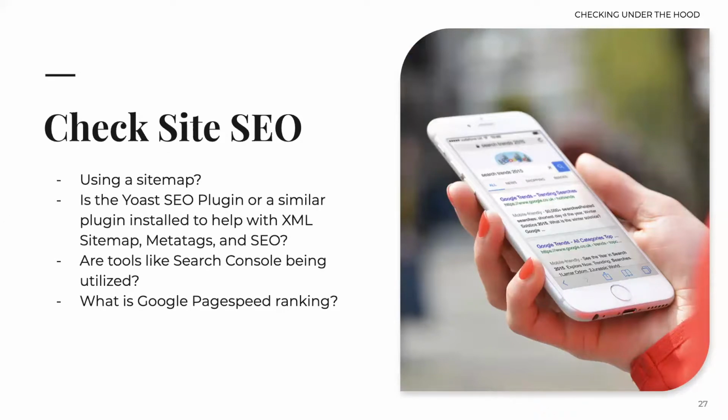One of the additional things we look for is we check the site for SEO. Biggest thing: is the site using a sitemap? One of the things that Google likes to see is a sitemap, and is it properly formatted? One of the things we recommend is the Yoast SEO plugin, or a similar plugin, which helps with XML sitemaps, meta tags, and SEO. Is it installed? Is it configured? Those are the things we like to figure out and tell the client, yes, they are, or no, they're not, and give recommendations on those.